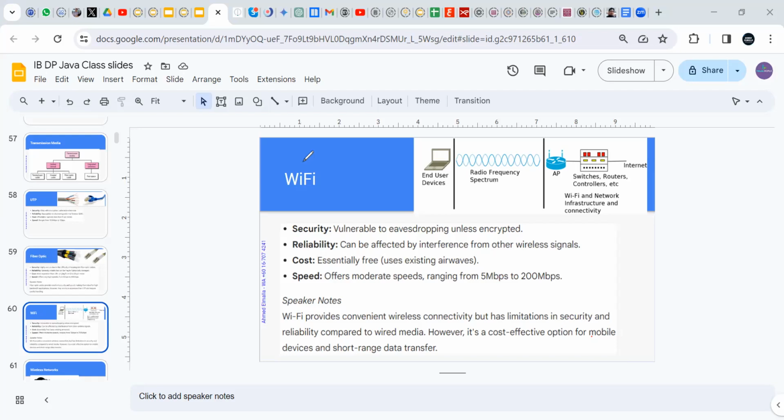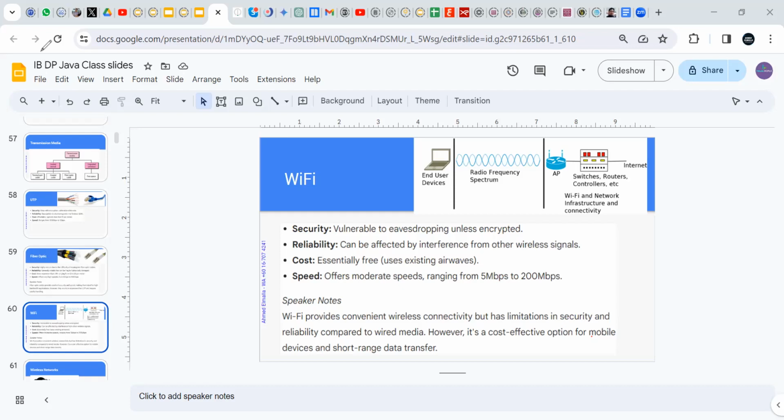Okay, perfect. Reliability: if there are other wireless signals, they can interfere with each other. Okay, excellent. Cost: because it uses airwaves that already exist, in that regard it's essentially free. And in speed, it's moderately fast, so it's not as fast as physical mediums, but it's still relatively quick. Here it says from 5 megabytes per second to 200 per second, so it is even slower than the wired and even the fiber, right? Yes.